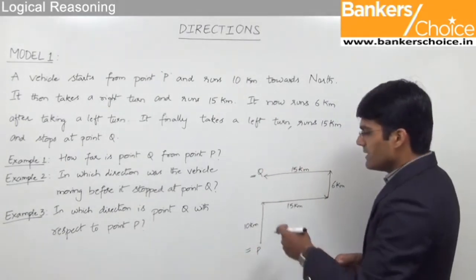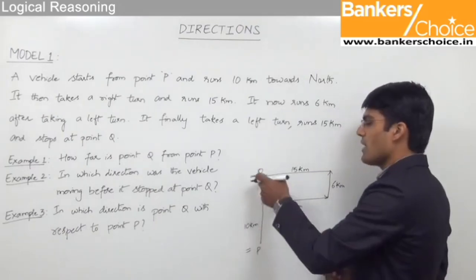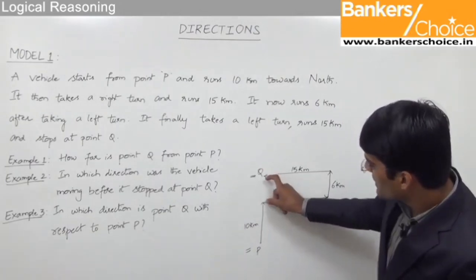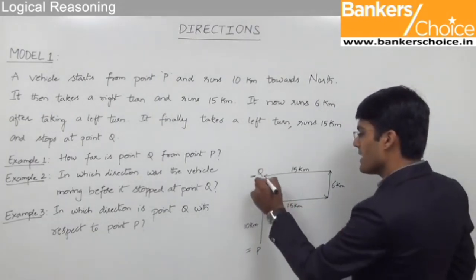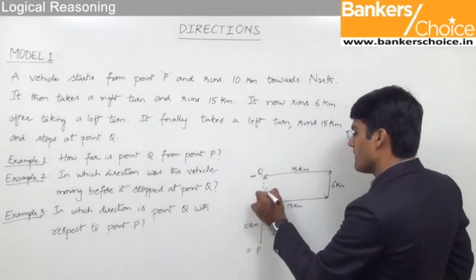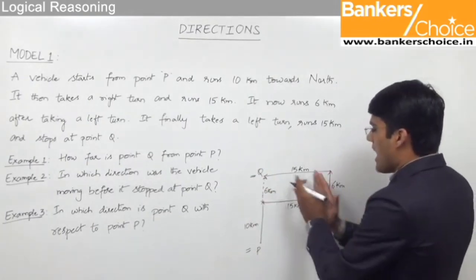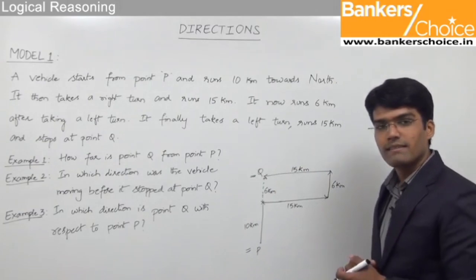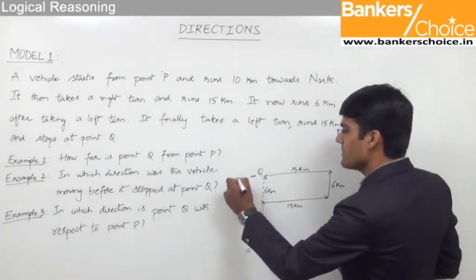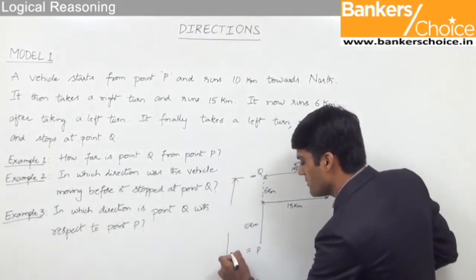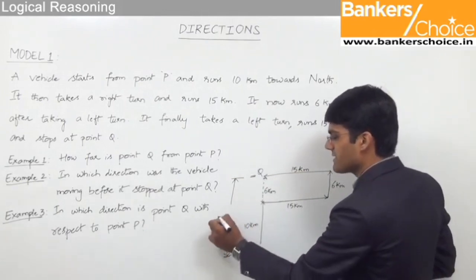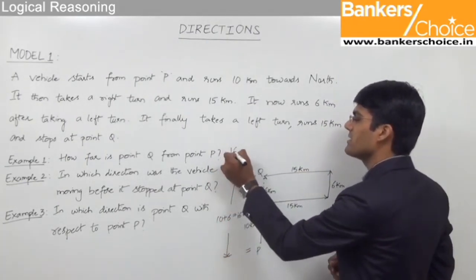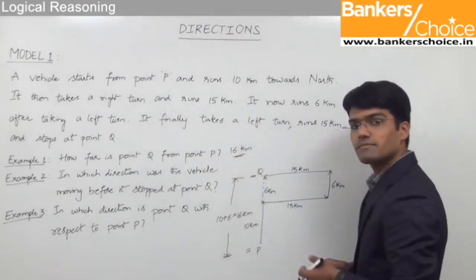As we can see here, the distance between point P to point Q can be taken as 10 kilometers plus the distance between these 2 points, and that is nothing but 6 kilometers, because these two are parallel to each other. So the distance here is given as 6, so this can also be taken as 6. So overall, the distance between point Q and point P can be taken as 10 plus 6, that is 16 kilometers. So the answer for the first question here is 16 kilometers.